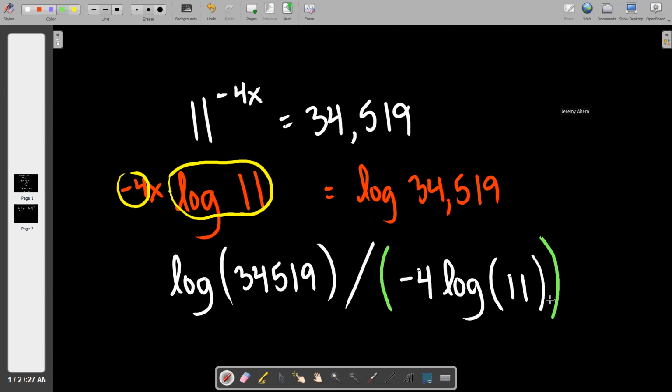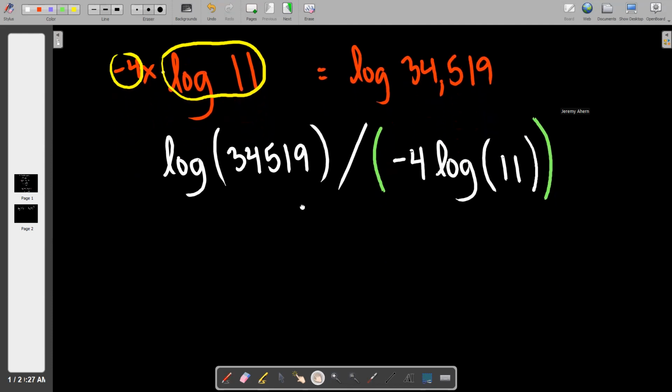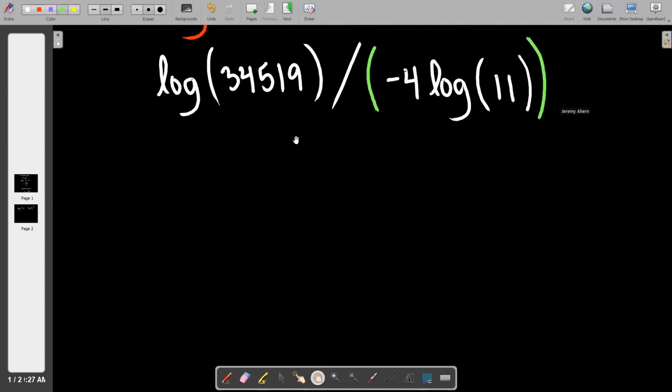What'd you guys get? So I'll type it in with you. So log of 34,519, close parenthesis, divided by, open parenthesis, -4. You don't need a times sign, just put log of 11, and then you go close, close, hit enter. I'm seeing -1.0894.